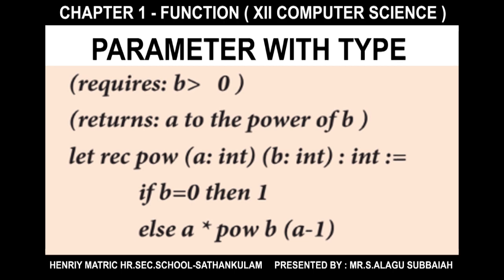So why are we using the parameter with the type? It is mainly used for debugging, for error messages. Suppose any error happens in our program, meaning any type problems occur, we can find out the error message here.